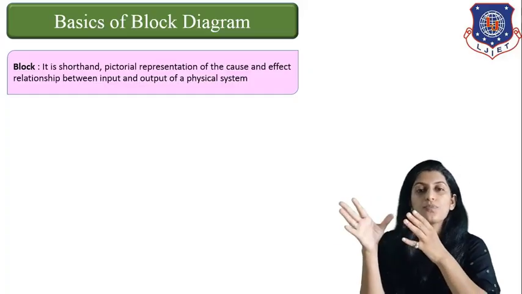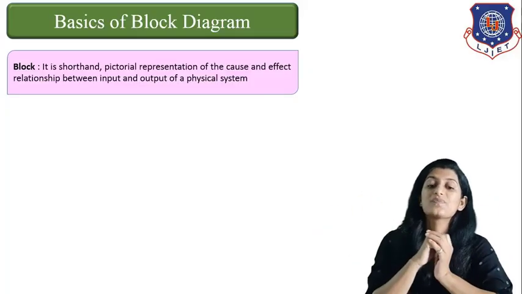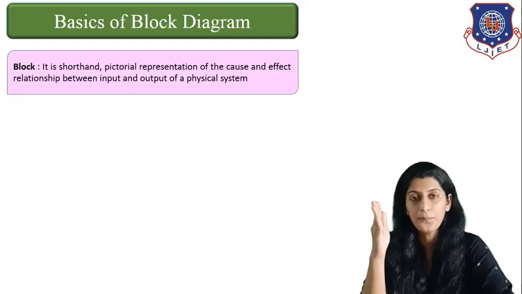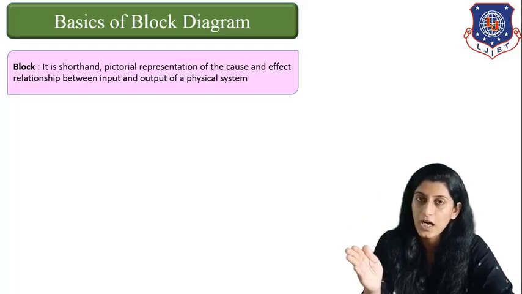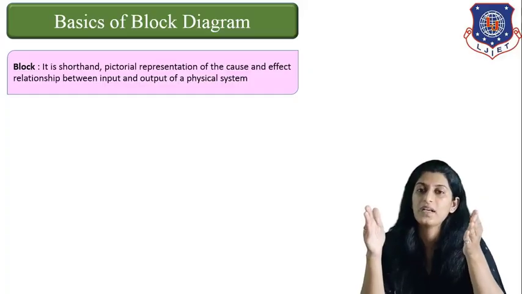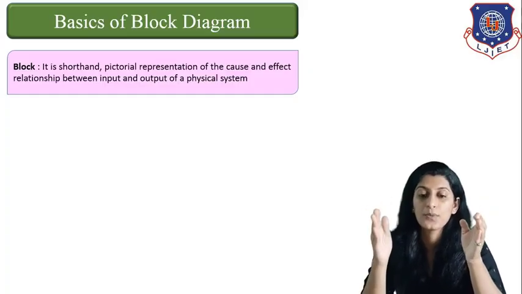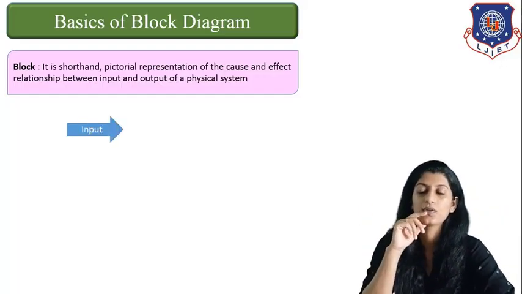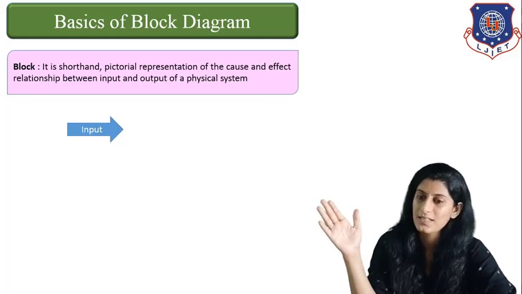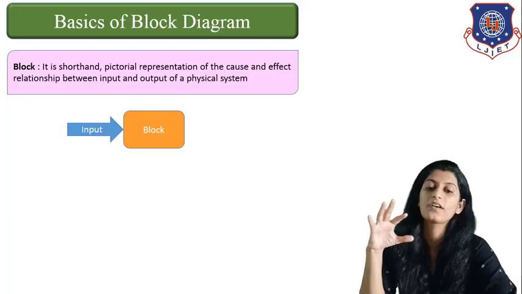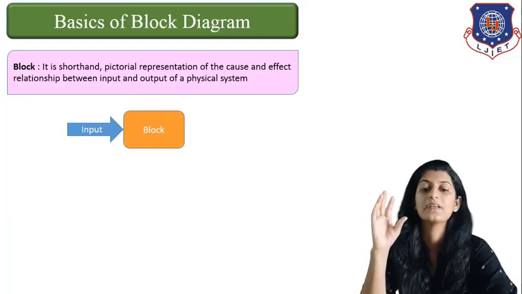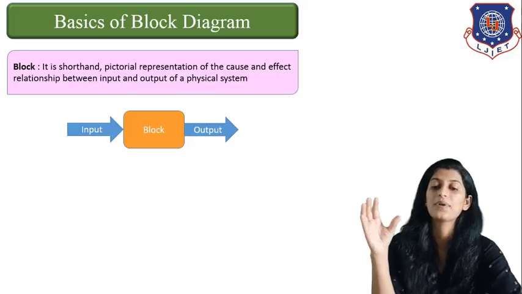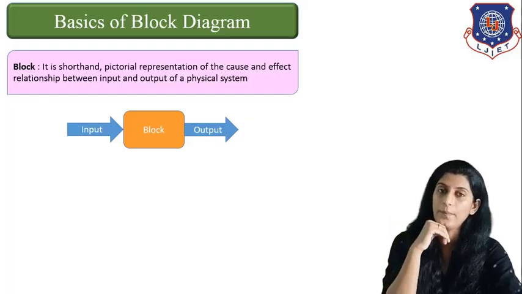When we talk about a block or block diagram, it is a symbolic representation which relates the input given by us into the system to the output given by the system. It relates the input and output of our system. Let's see how it looks. We are giving the input into our system. This is our block; the block refers to a system, our given system. And this will be our output. This is the entire representation of a block diagram.